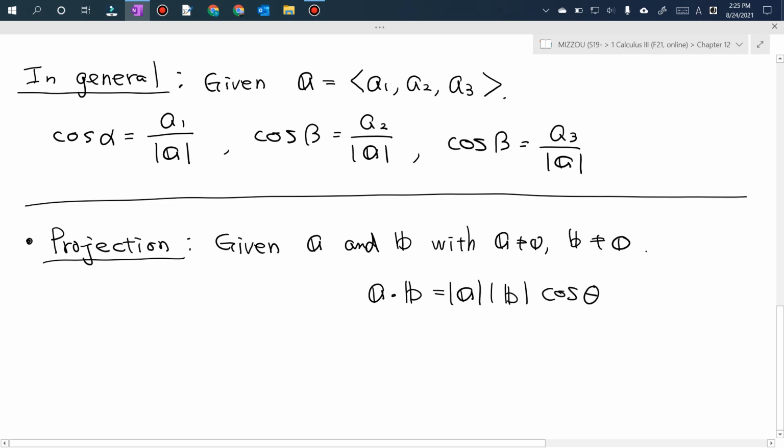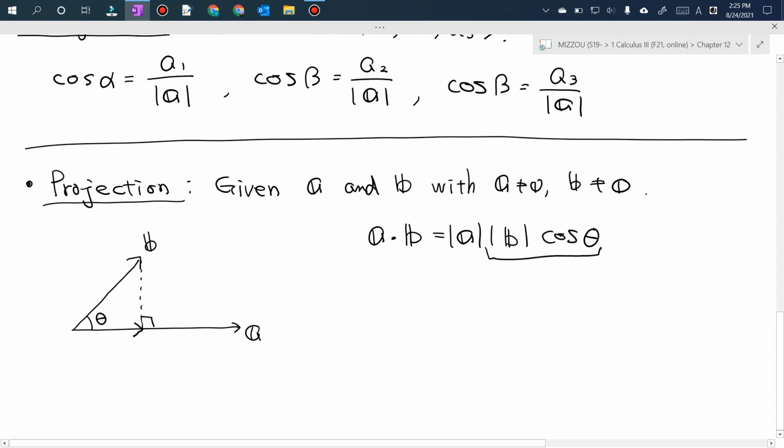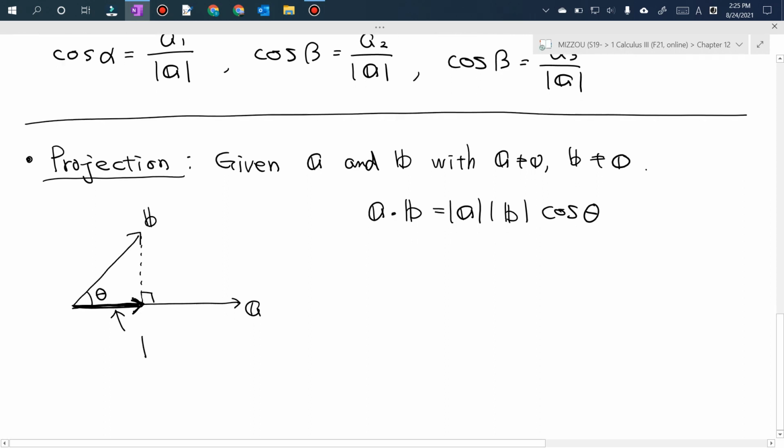And then pictorially, it looks like this. Vector A here, and vector B here, and theta is here. This part here is the length of the vector here. That's what we did last time, in the last video. And then this vector here is called the projection of the vector B onto A.